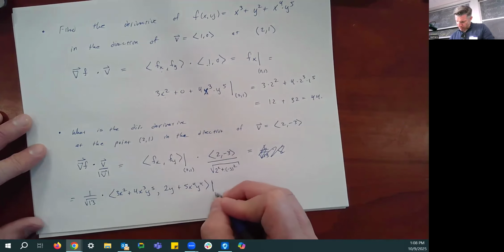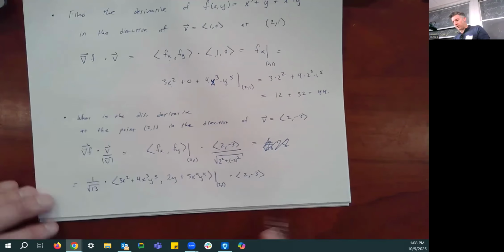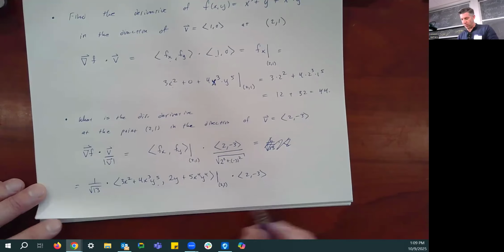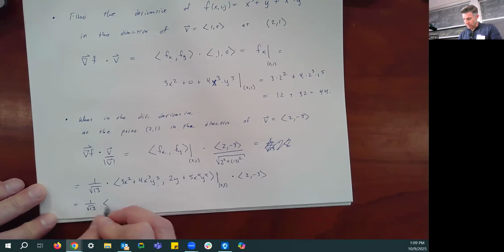The numbers here are kind of gross. Wonder how that happened. Dotted with 2, -3. So what I'm pointing out here is that this 1 over root 13, really you can pull out in front. That's not important. The important part is this vector dotted with that vector. So we get 1 over root 13 times this first vector.